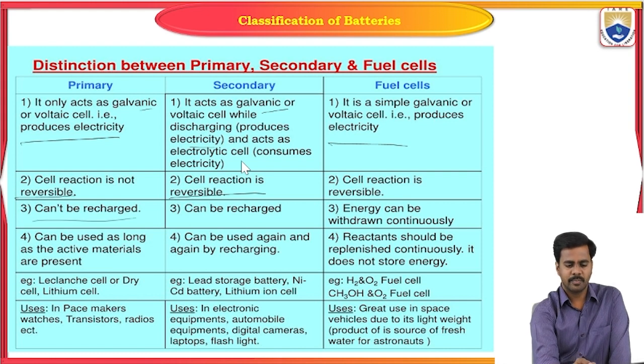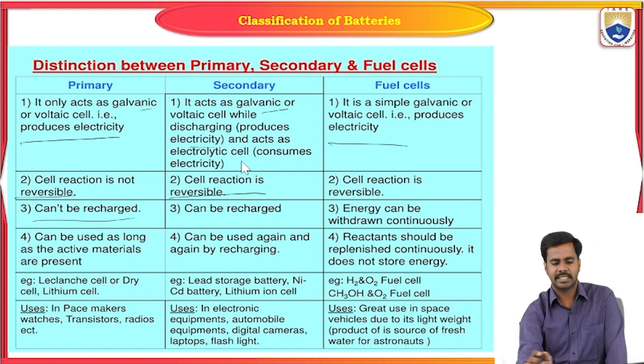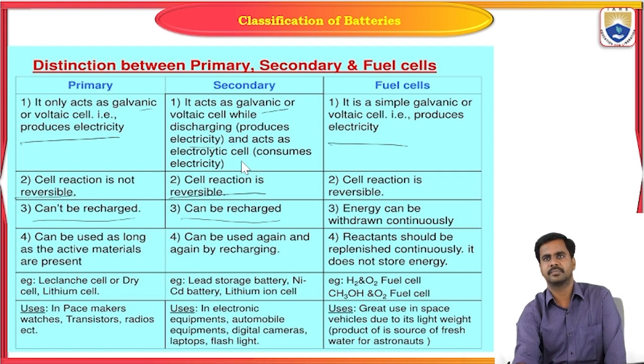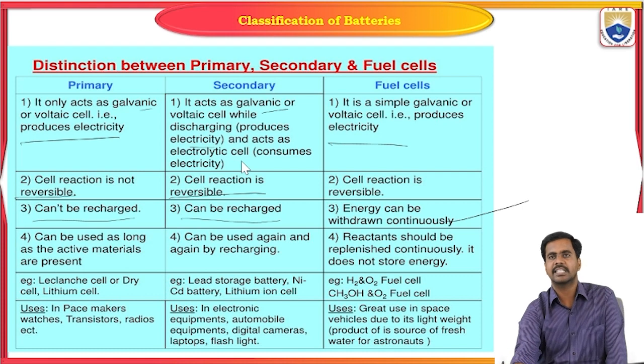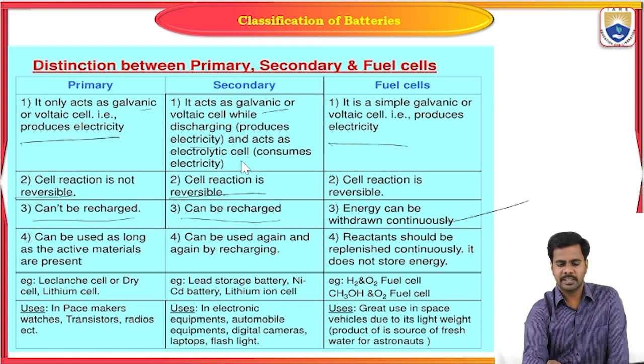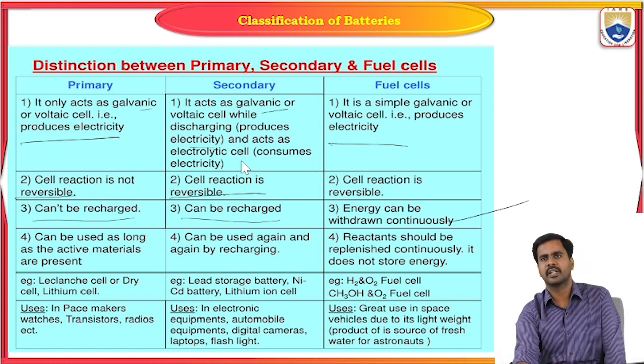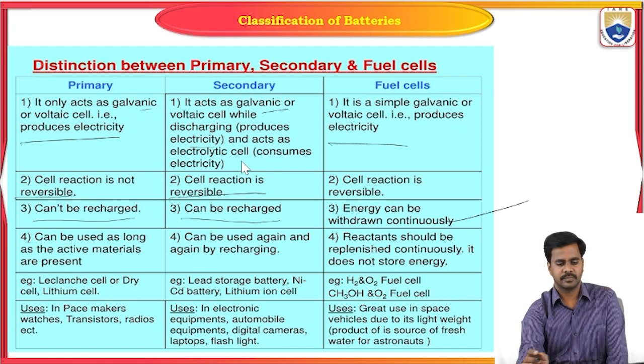So primary battery cannot be recharged and secondary battery can be recharged. Energy can be withdrawn continuously in the case of fuel cells. Primary battery can be used as long as active material is present, whereas secondary battery can be used again and again by charging. In the case of fuel cells, reactant should be replenished continuously. It does not store energy.